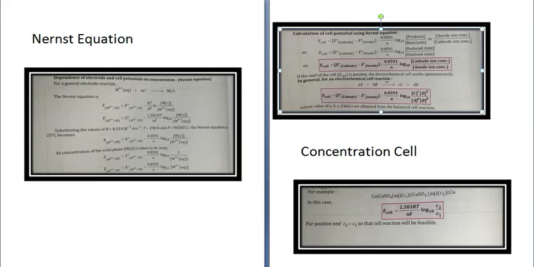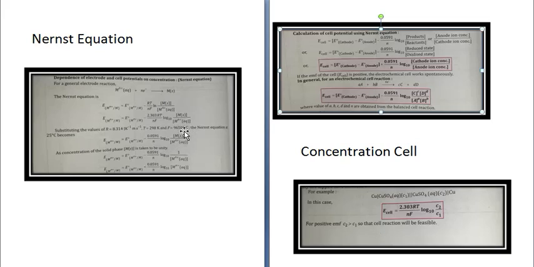Now see, for a general electrode reaction, we normally write Mn+ + n electrons gives M. The Nernst equation is E(Mn+/M) = E0(Mn+/M) minus RT upon nF log concentration of M upon concentration of Mn+, or E(Mn+/M) = E0(Mn+/M) minus, when you put the values, 2.303 RT upon nF log to the base 10 concentration of M upon concentration of Mn+.